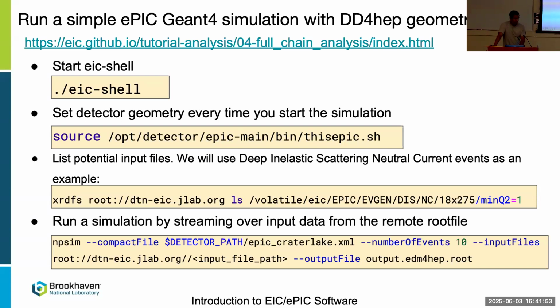So in the epic geometry, this is the central detector. This is the epic detector. When I say epic, this is what I mean. But those are not the only detectors that are in there.